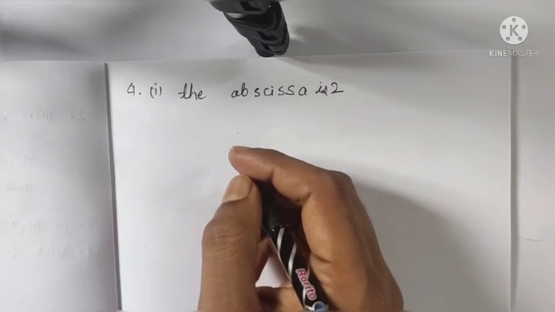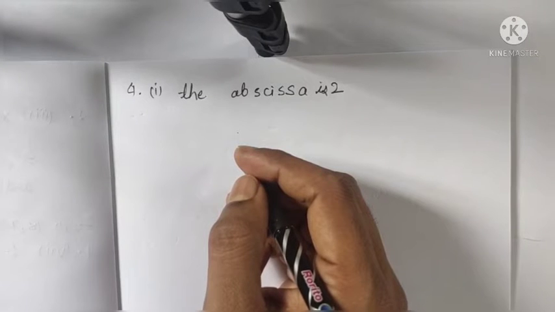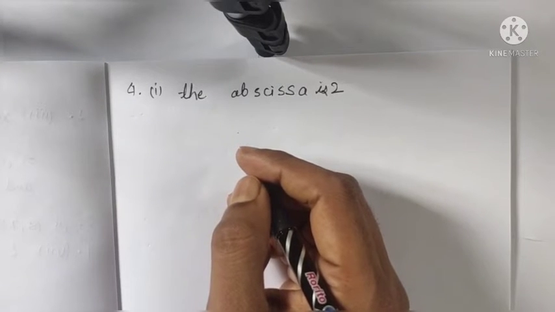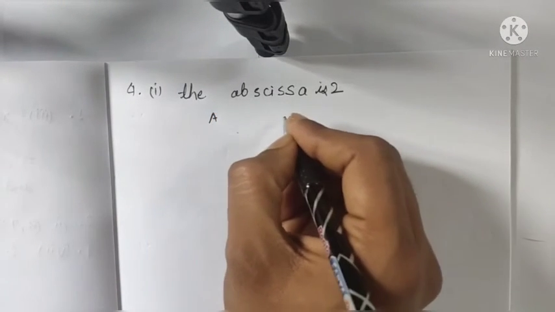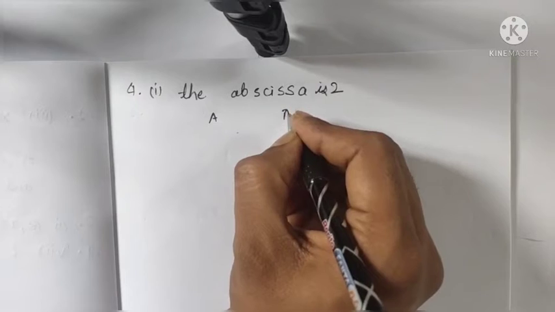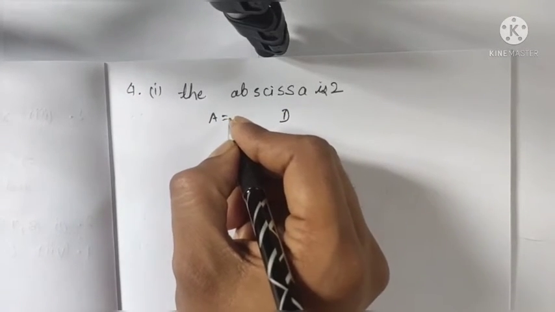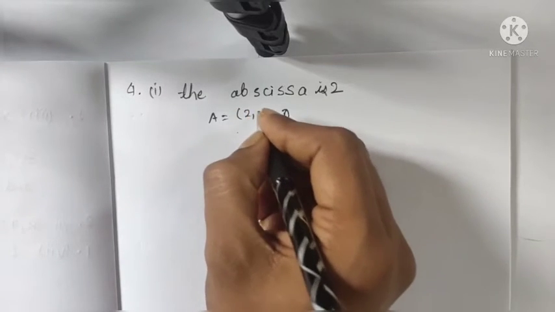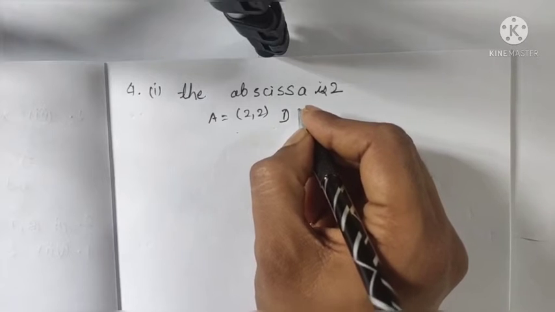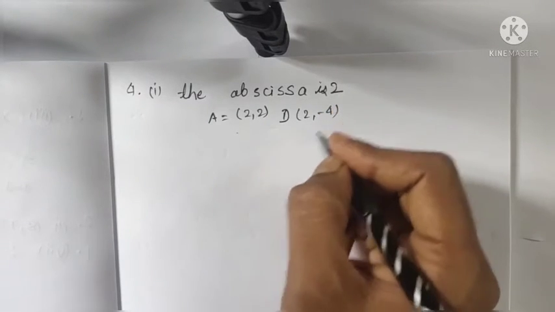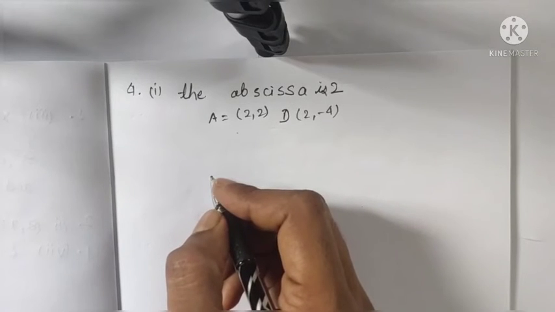Here, look at the graph carefully. Abscissa is 2 means the value of x will be 2, and the value of x is 2 for 2 points, that is point A and point B. The value of A is (2, 2) and for B is (2, -4). You have your answer. Okay, so solve all of these in a similar manner.